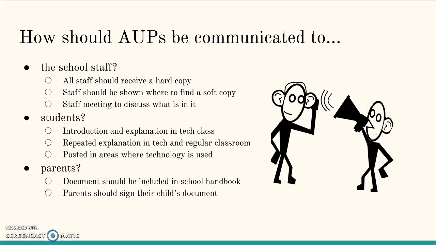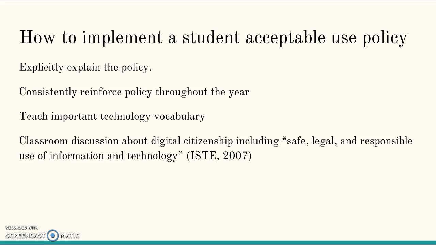Ensuring that the staff, students, and parents are informed on the policies is critical to proper implementation of the documents. Staff should receive a copy of the AUP as a hard copy and a soft copy. The policy should be communicated to the staff during the meeting, and they should be given a chance to ask clarifying questions. Students should be given explicit instruction on the policy in class at the beginning of the year and multiple times throughout it. It should also be posted in areas where technology is present. The AUP should be included in the school's handbook for parents to review. Parents should also sign their child's AUP to ensure that they know the guidelines for their child.